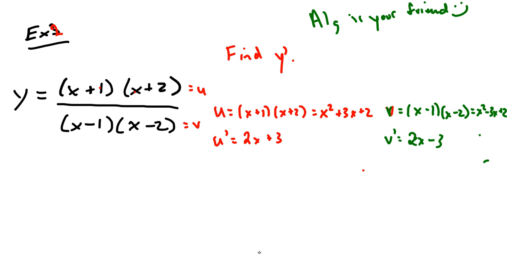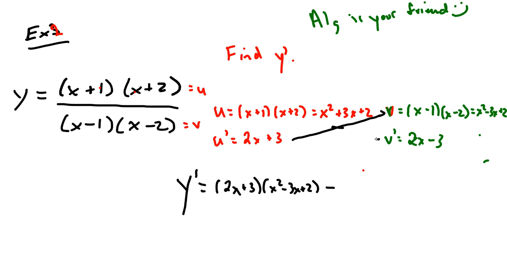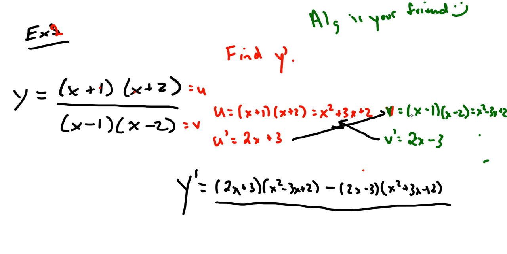So from here, my friends, we're going to find y prime. Y prime then is going to equal the derivative of the top, which would be u prime times v. So we're going to have the quantity 2x plus 3 times x squared minus 3x plus 2, minus the derivative of the bottom times the top, which is going to give us 2x minus 3 times u, which is x squared plus 3x plus 2, all over the bottom squared, the quantity x squared minus 3x plus 2 squared. That's what we got.